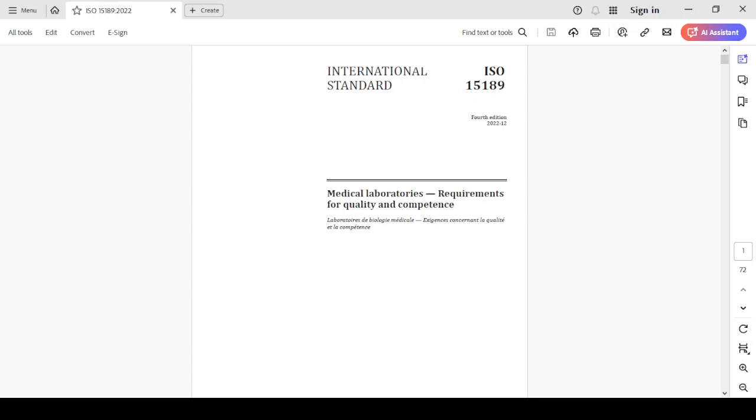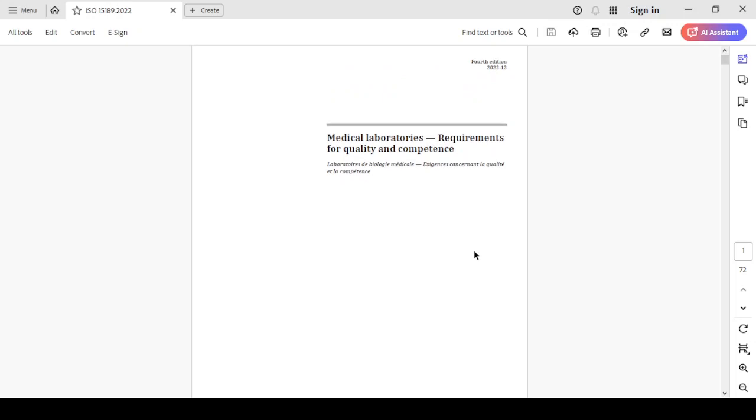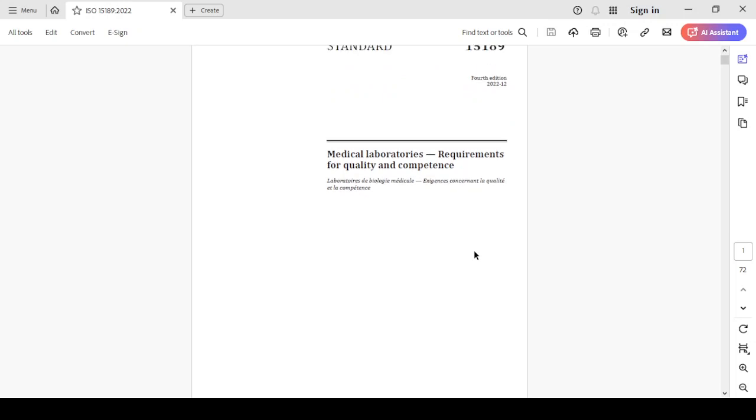So basically, the standard that we are going to look at for the next few weeks is the ISO 15189, which is the requirements for quality and competence in medical laboratories. This is the 4th edition.